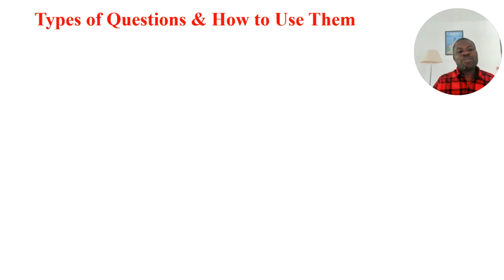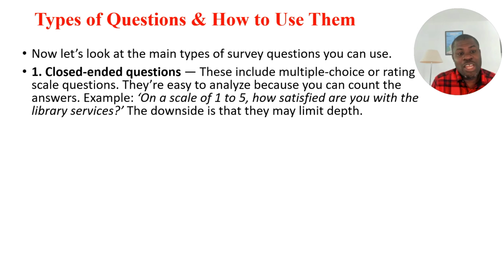Now, what are the types of questions you may likely ask and how do you use them? First, you can create close-ended questions. These include multiple choice and rating scale questions. They are easy to analyze because you can count the answers. Example, on a scale of 1 to 5, how satisfied are you with the library services?